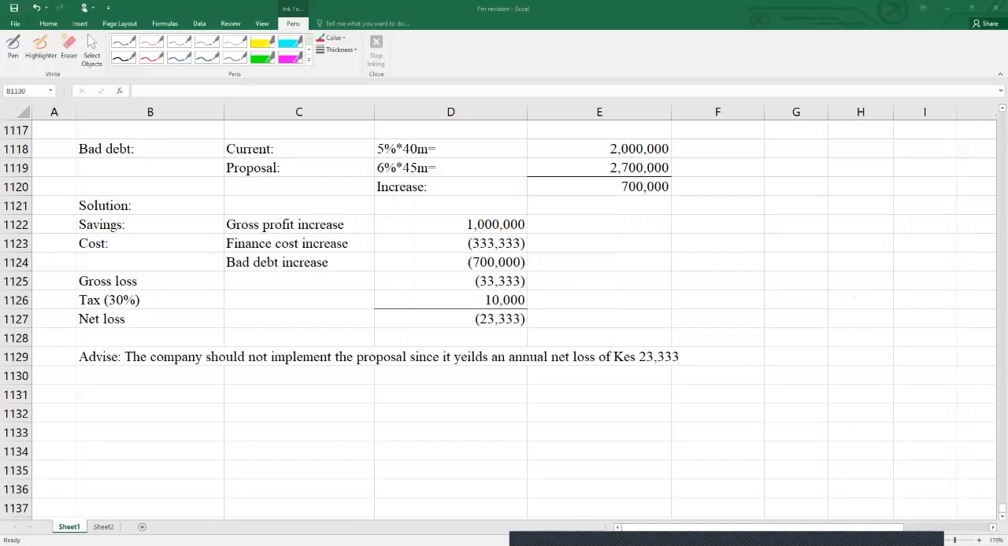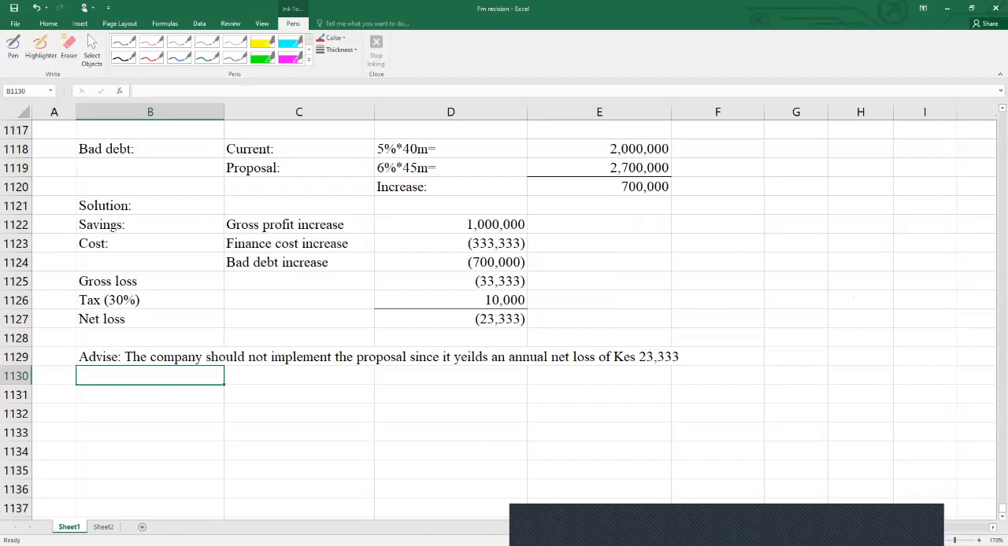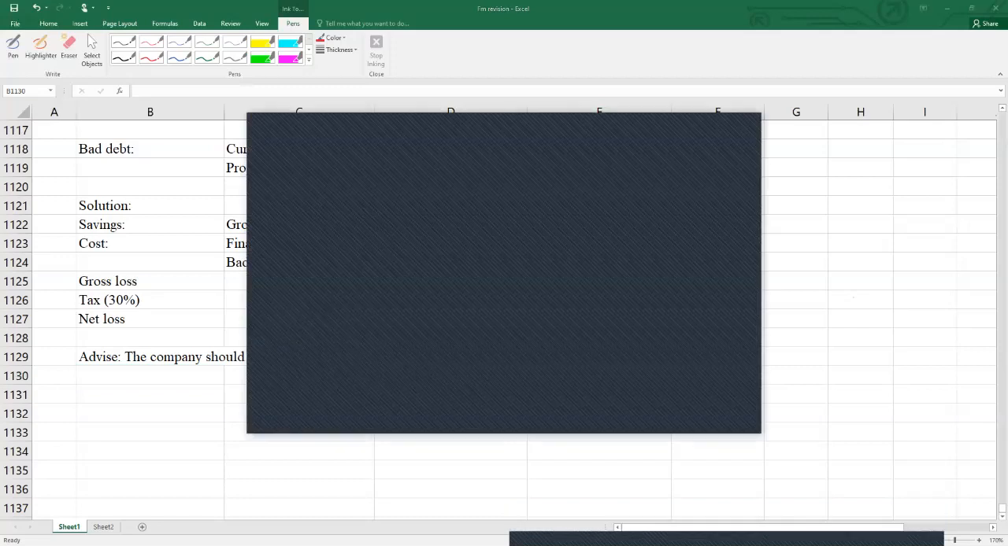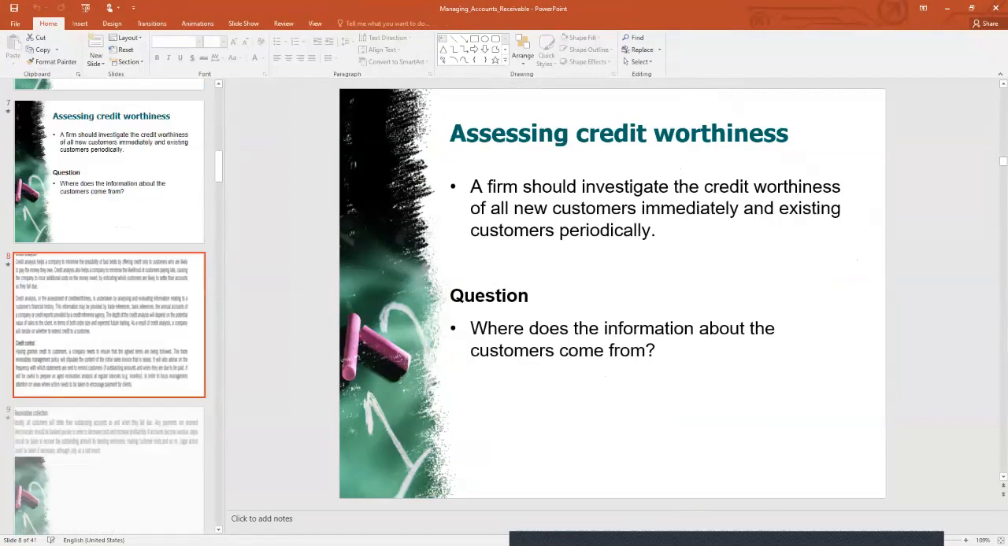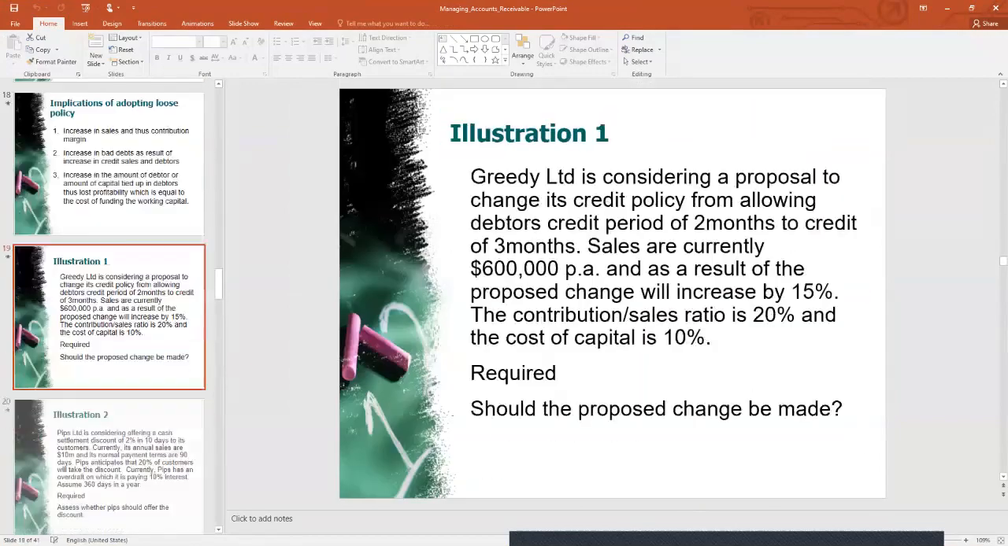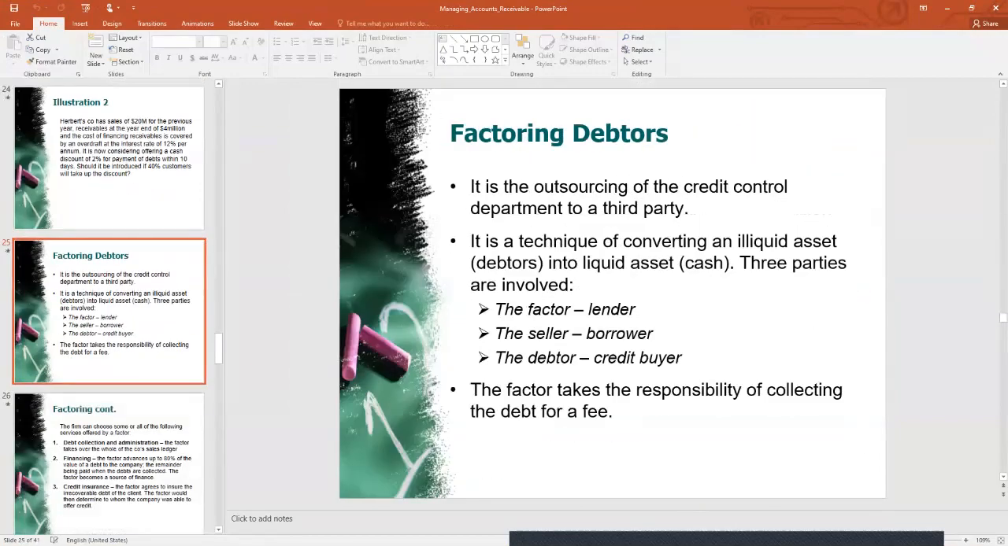Okay. Now let's discuss factoring. Sometimes a company may want to ask a third party to come and assist them in managing the account receivable. So the company does not manage its own account receivable; a third party comes in to manage it. This third party is a company which we're going to be referring to as a factor. So a factor is a company that assists this firm in managing their account receivable.